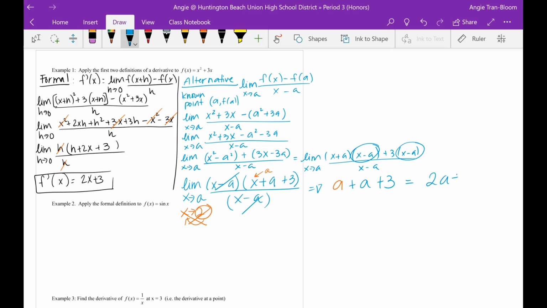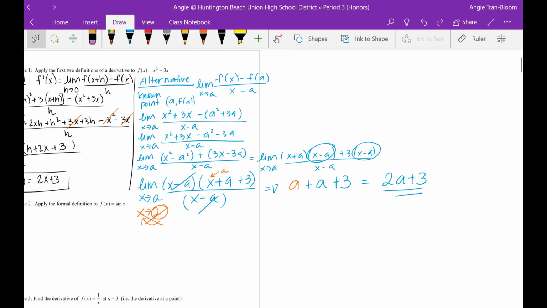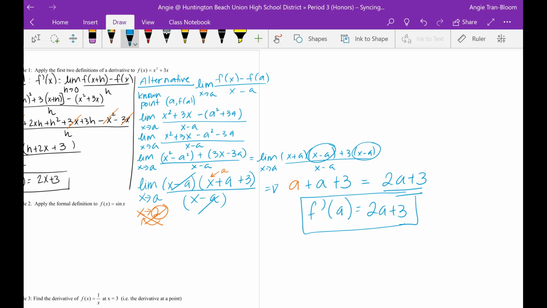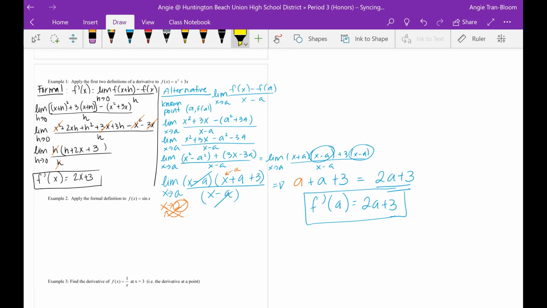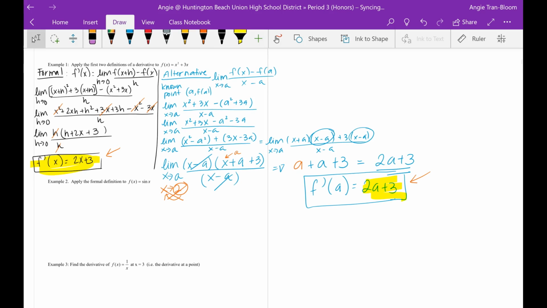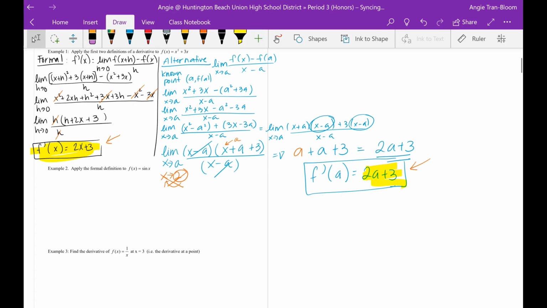The a plus a is 2a plus 3. This right here, class, is the derivative at a. The derivative at a. Because remember, a was a point that we were supposed to know. So these 2 things should always be very similar to one another. Whether you do the derivative of x first, then plug in a, or if you know the point from the beginning, you can use the derivative at a point and work that out. So it doesn't matter how you do it, whether you use the formal definition or the alternative definition, which is the derivative at a point, your answer should be the same.